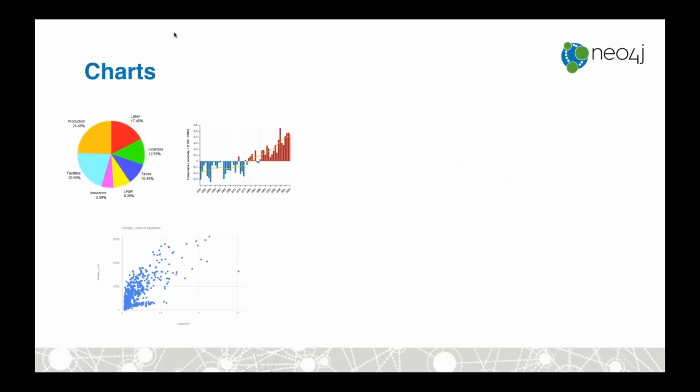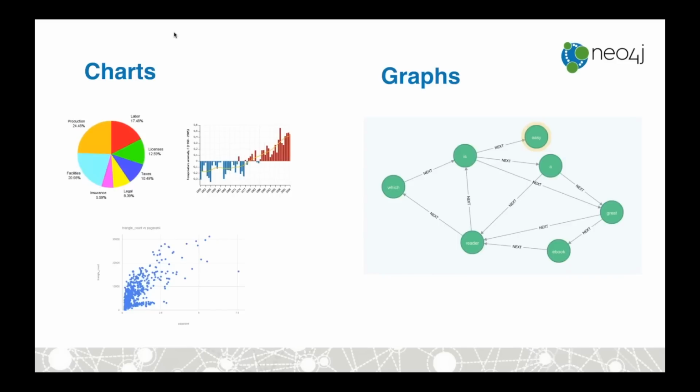So just so that we're all on the same page here, we're going to be talking about graphs quite a bit. So these are charts, and this is a graph. When we say graph, we're talking about some data structure with nodes and relationships that connect those nodes. We're not talking about things like pie charts and line charts.